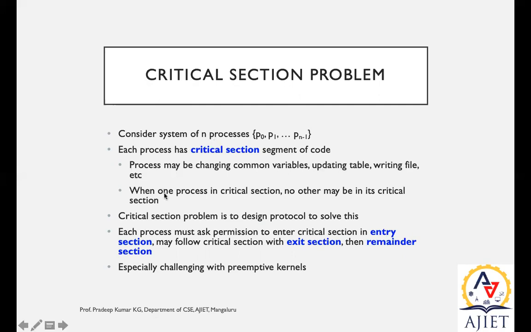Now when one process is in its critical section, we are supposed to guarantee that no other process may be in its critical section. That is the guarantee we are supposed to give: whenever one process is executing in its critical section, at that time no other process can enter the critical section.